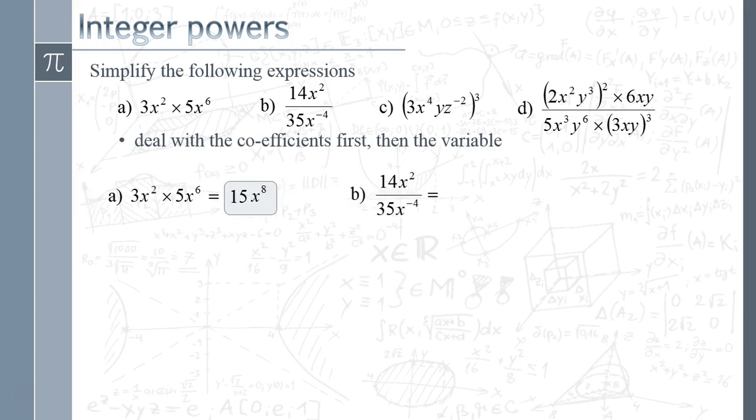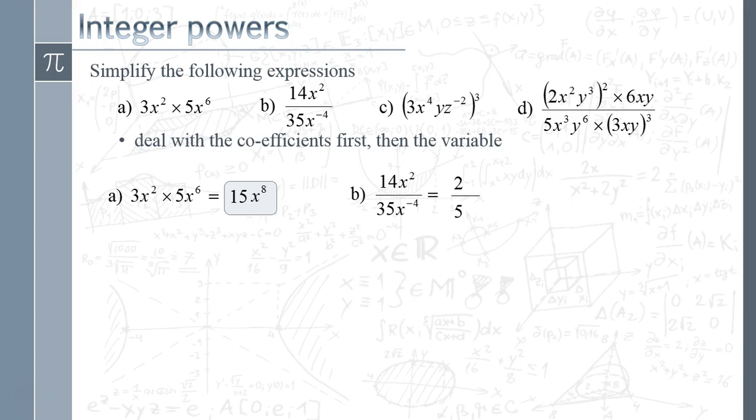In our second example, we've got a division going on, but we're going to have to be a little bit careful because, as you can see, we've got a minus power on the bottom, so we're going to have to think carefully about that when we come to deal with it. Let's first of all, though, deal with the coefficients. So I've got 14 over 35, so I'm just going to treat that as if that was just a fraction. 14 over 35, that can be simplified. Divide top and bottom by 7, and you've got 2/5.